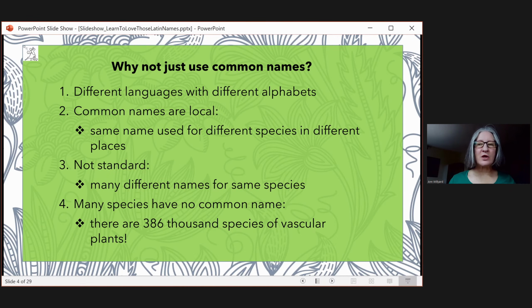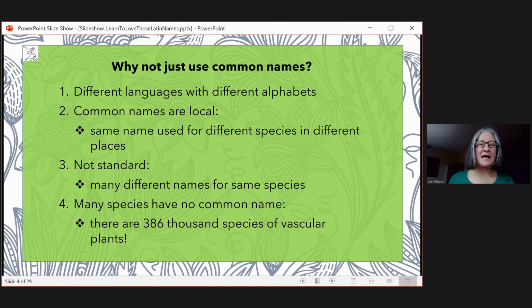The second major reason is that common names are local. And I'm going to give you some examples of that to drive home that point. So the same name is used for species in different places, right? Just because I create a name here locally doesn't mean that someone else doesn't use that same cute common name for a totally different plant because it's theirs. I'll show you an example of that.